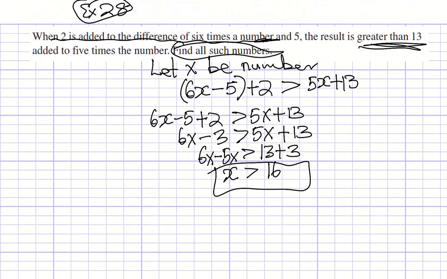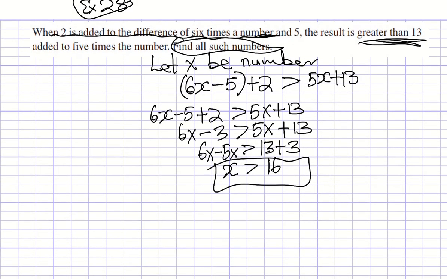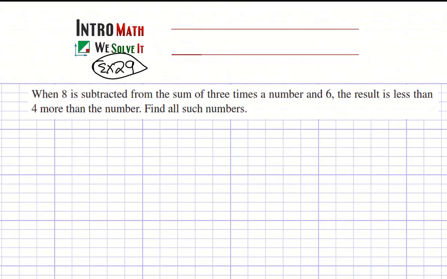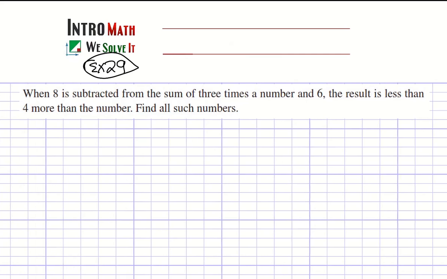So let's move on. We're done with that. There's no need beating a dead horse. So let's go to 29. We've done a lot of problems today. Okay, when 8 is subtracted from the sum of 3 times a number and 6, the result is less than 4 more than the number. Find all such numbers. It's the same thing. They're not telling us anything new.